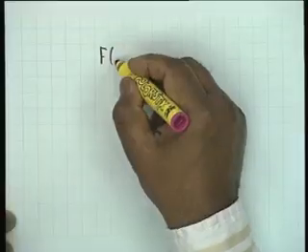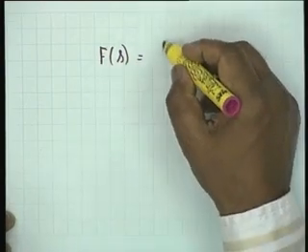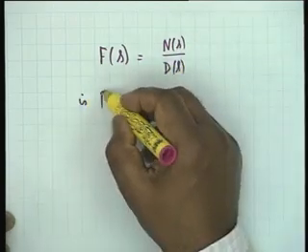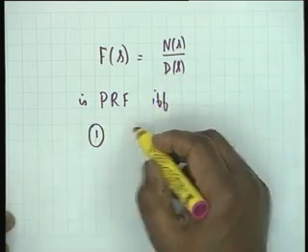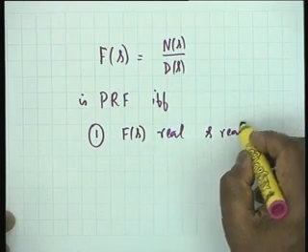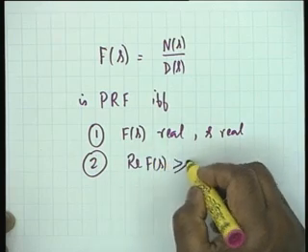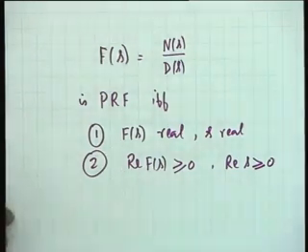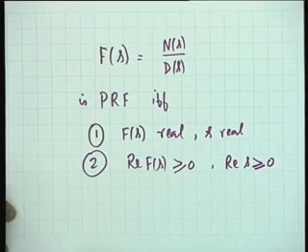Our definition of positive real function is, well, we also assume that this is rational. So, it is N of s by D of s, and is a PRF if and only if two conditions are met. That is, F of s is real for s real, and the second condition is real part of F of s non-negative for real part of s non-negative. This is the definition.